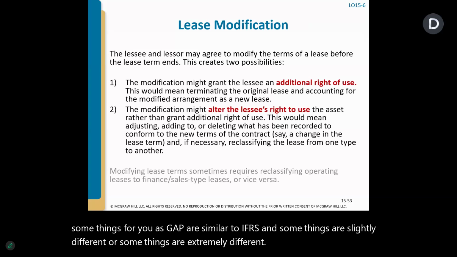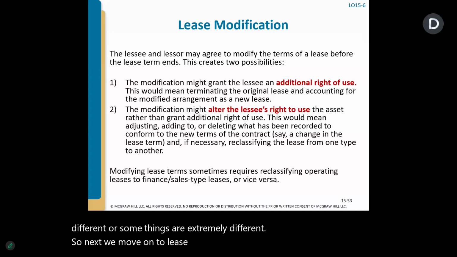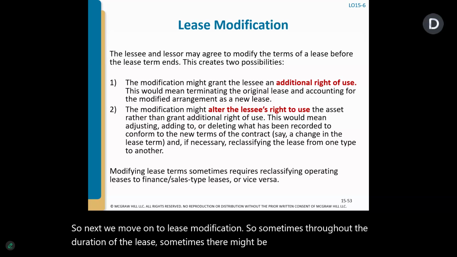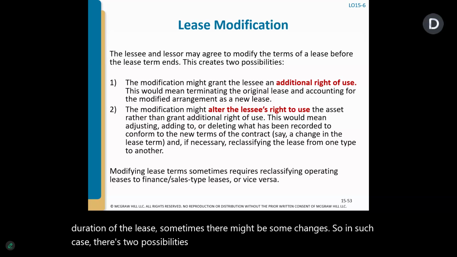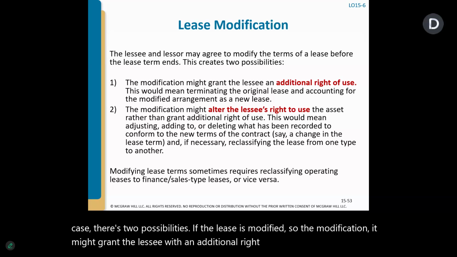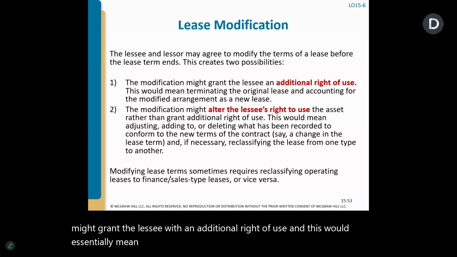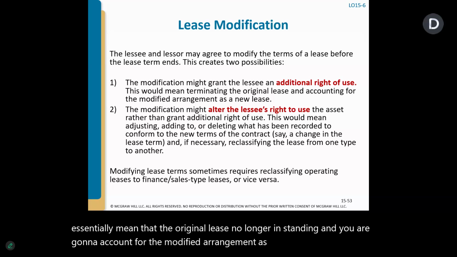So next we move on to lease modification. Sometimes throughout the duration of the lease, there might be some changes. In such a case, there are two possibilities if the lease is modified. The modification might grant the lessee an additional right of use. This would essentially mean that the original lease is no longer standing, and you are going to account for the modified arrangement as a brand new lease.